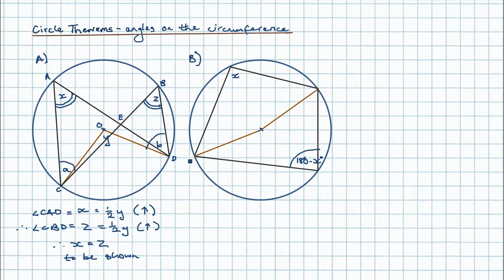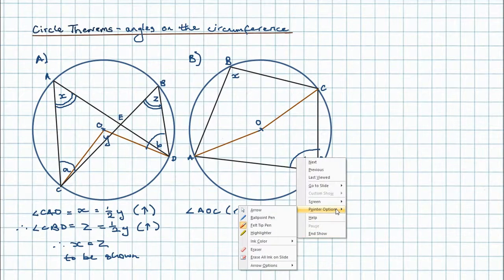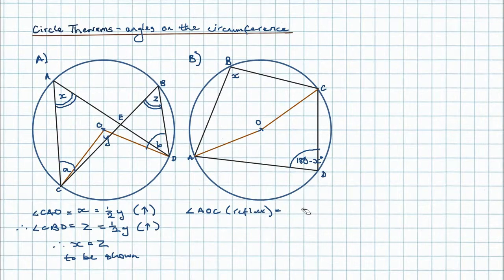So first of all, let's label up our diagrams. So again, A, B, C, and D, and this time O for the centre. So O could be the centre here. Now, what is the angle AOC, the reflex angle AOC? Well, it's twice x, so it's twice the angle at the circumference. So let's write that down first of all. So angle AOC, the reflex angle, must equal 180 minus x. Sorry, not 180 minus x, must equal 2x. Okay? Must equal 2x.